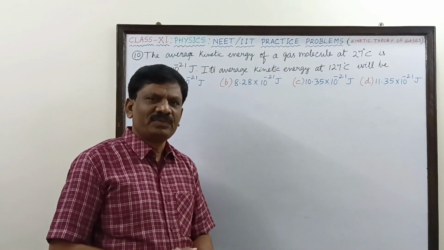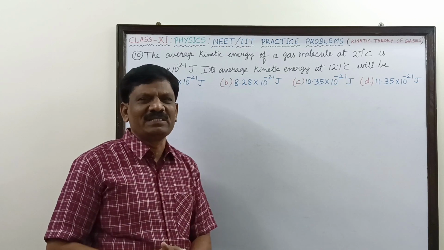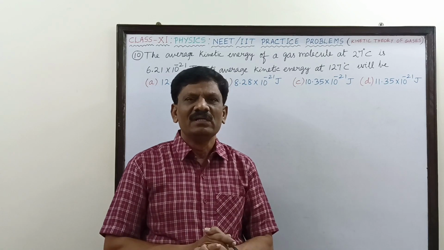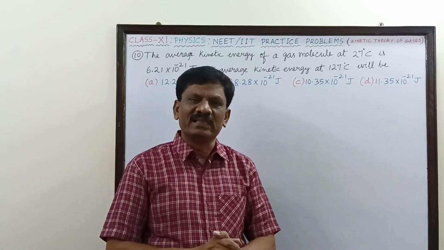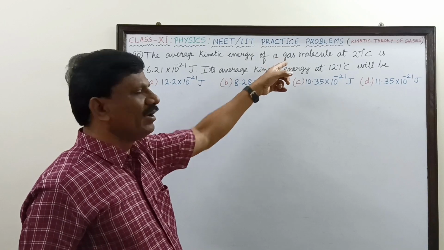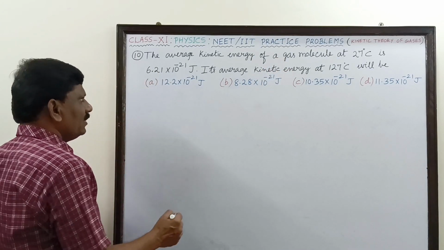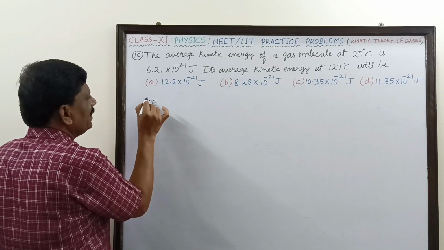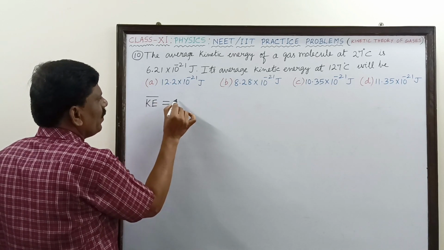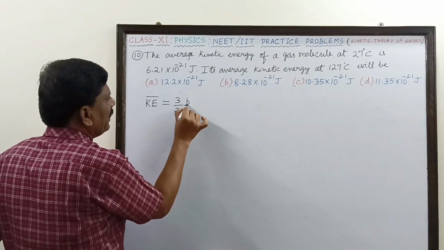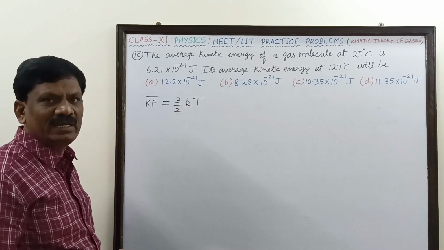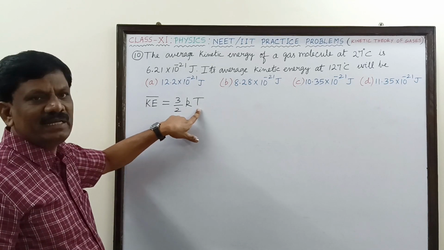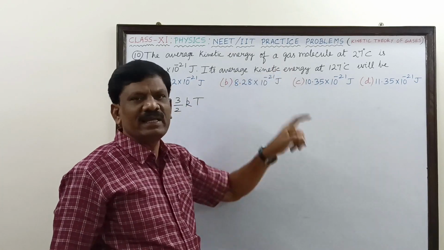Now first of all, we have studied different expressions like kinetic energy or average kinetic energy of one molecule, then 1 mole of the gas, like that. Here what is given is for one single molecule. So the translatory kinetic energy or the average kinetic energy is equal to 3 by 2 K into T. This is for one gas molecule.